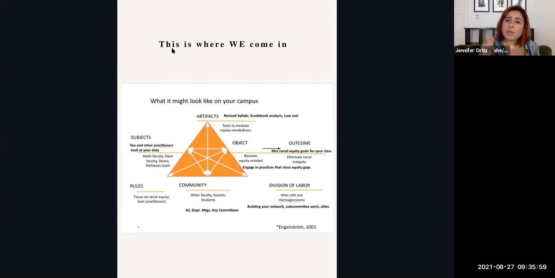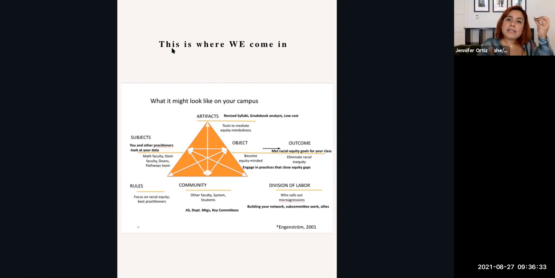But I learned how important it is to build your network and that you don't have to do everything by yourself, that you use your committee work, that you identify allies to do this work. And I think everybody participating in this training is a potential ally. And so the objective is to become a more equity-minded practitioner. These are the individuals that are engaging in practices that specifically close equity gaps.